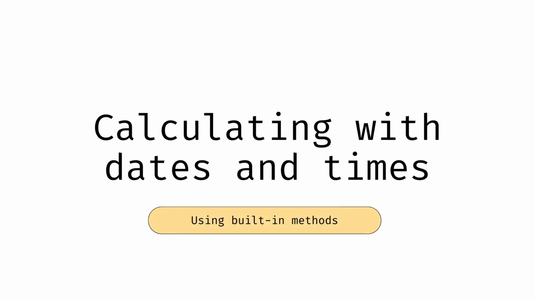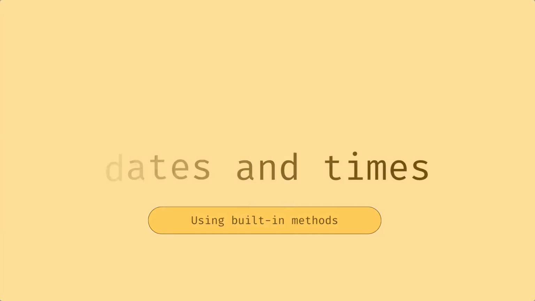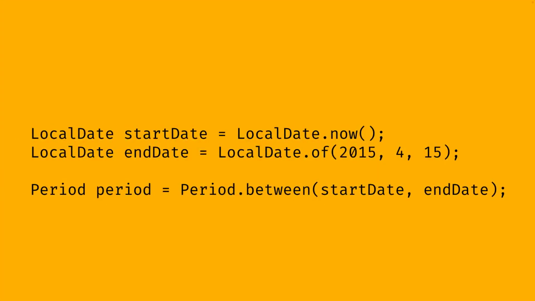We can use duration and period for calculations with dates and times, as we've already seen in the previous video. You can also use two local dates and calculate the period in between them. Here's how to do that.